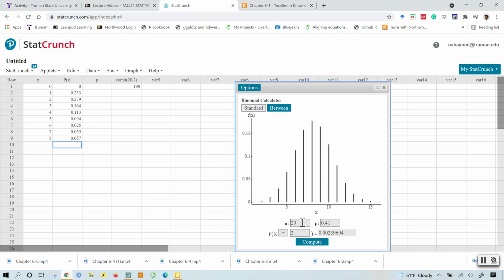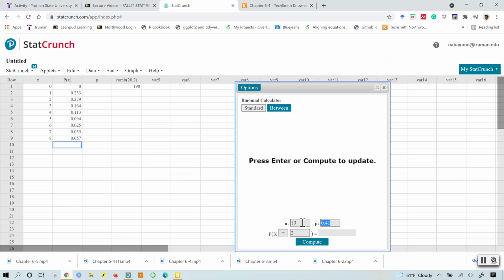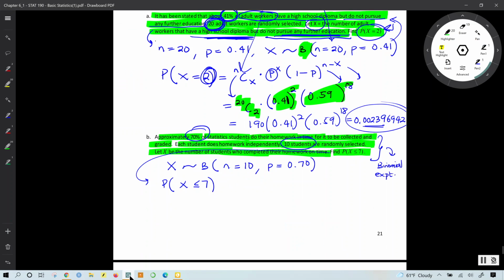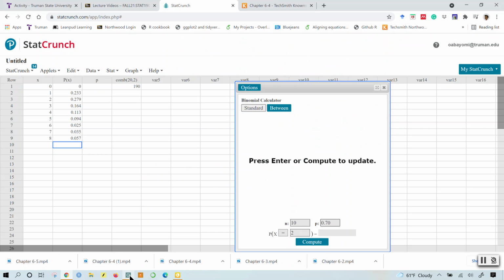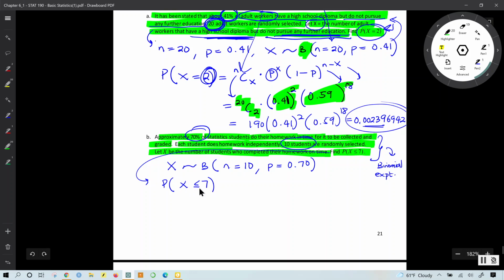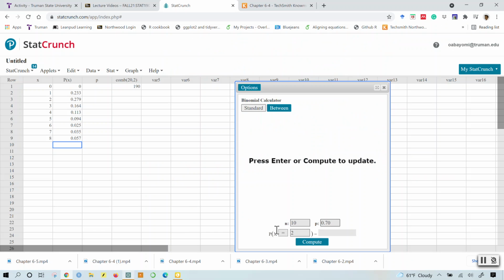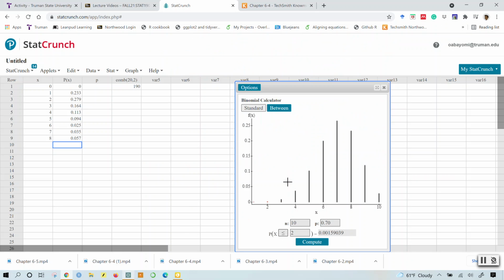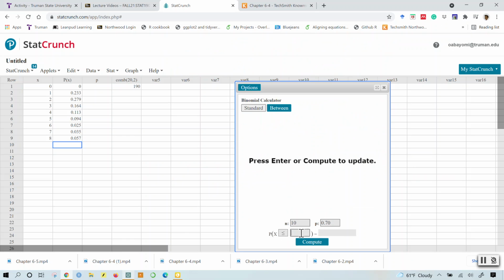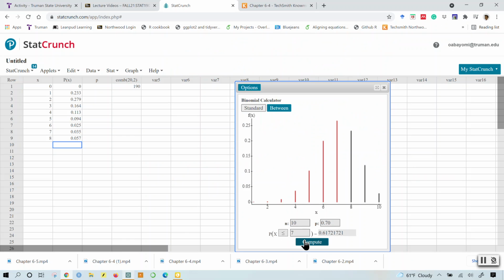So we need n equals 10 in this case. The probability is 0.70. Let's make sure we have the right one: 10 and 0.70. Then we want less than or equal to 7. So I'm going to change this to less than or equal to 7 and hit the compute button.